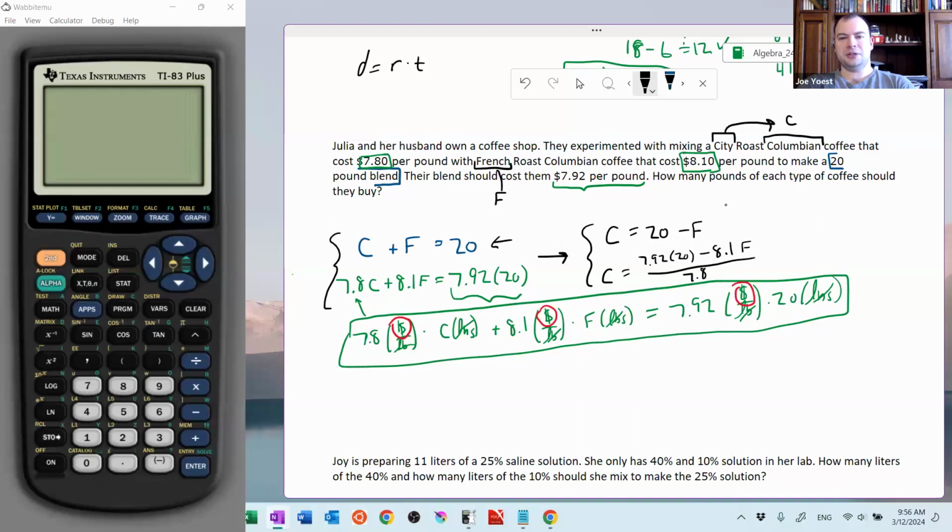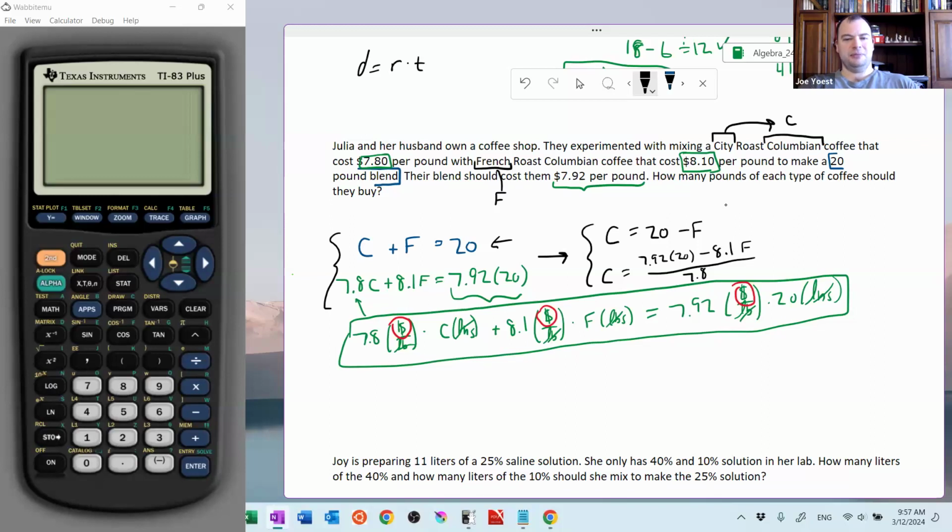So we want a certain cost per pound of the blend. So I might initially think something like 7.8 C plus 8.1 F equals 7.92. If I'm not being super careful, I might think, oh, that's just kind of the mixture between the two. That I have $7.80 per pound times C pounds, and then $8.1 per pound times F pounds for the French roast Colombian coffee.